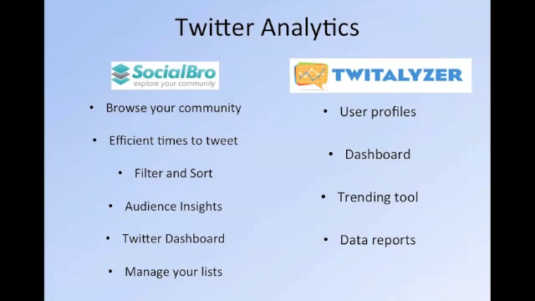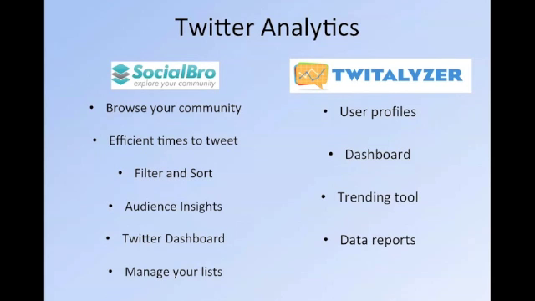Social Bro allows users to browse your community. You can find accurate information about your Twitter community by using many different search criteria, which will aid in making the right strategic decisions. You can find out where exactly your followers are from, the different activity they partake in, the language they speak, and more, which will allow you to interact with them more efficiently and in a more personal way.